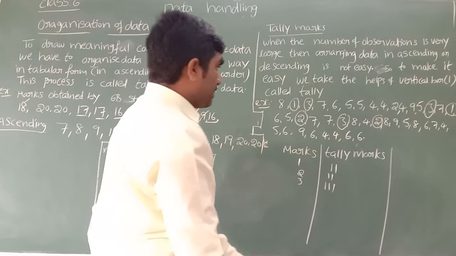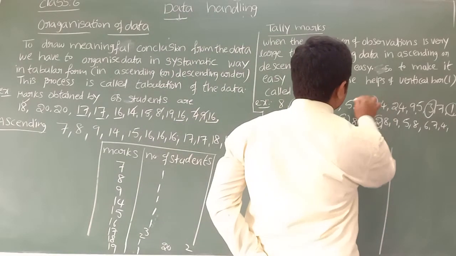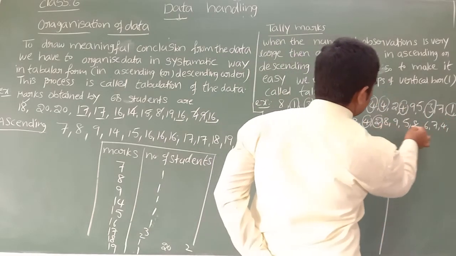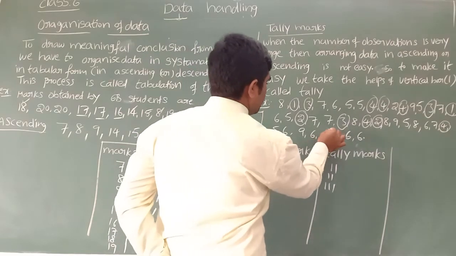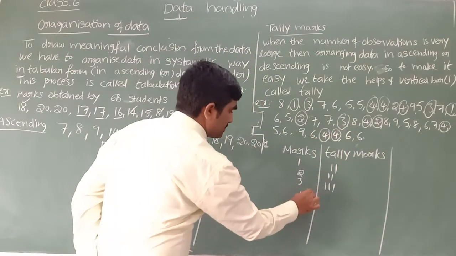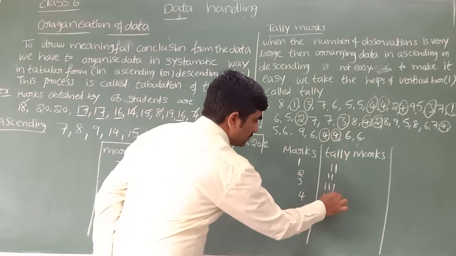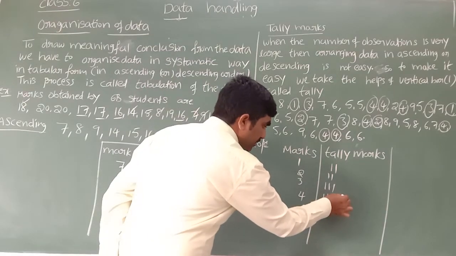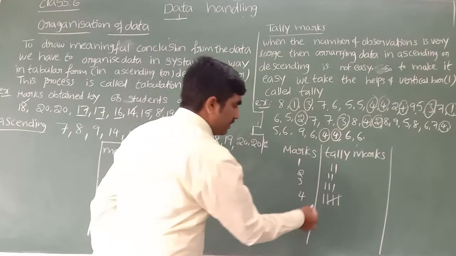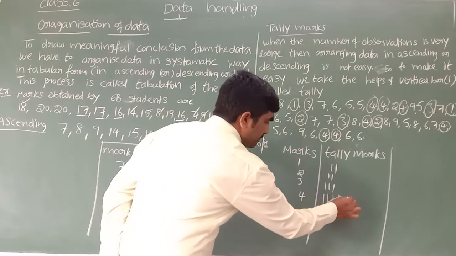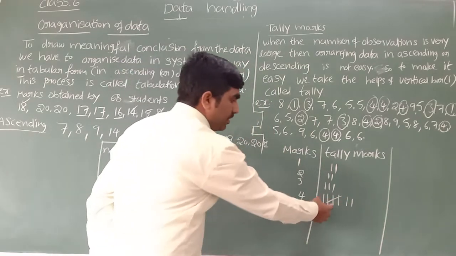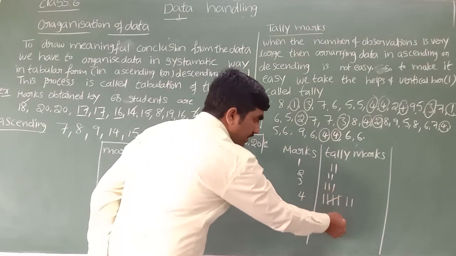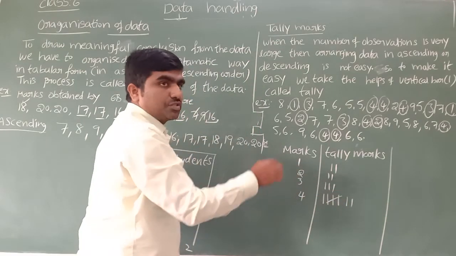Only 3 members. Next to 3, 4 marks is here. 4 marks: 1, 2, 3, 4, 5, 6, 7. Yes, 7 students. In tally marks, for every 4 vertical lines, the 5th one will make a cross, and that also we need to count. So 5, 5 will make a group, will make a bunch.